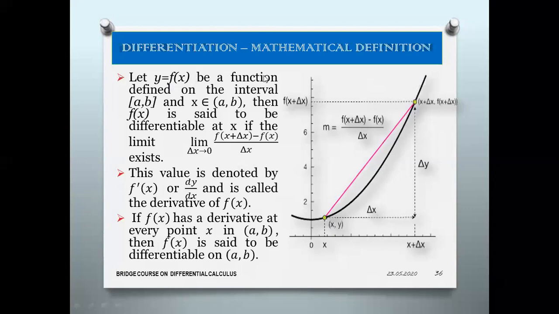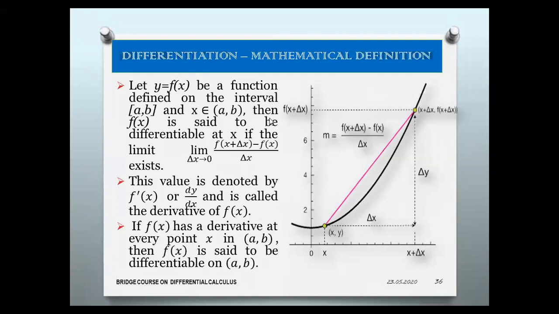Let y equal to f of x be a function defined on the interval a comma b, a closed interval, and we are assuming that x does not take the value a or b. Then f of x is said to be differentiable at the point x if the limit as delta x tends to 0 of f of x plus delta x minus f of x by delta x exists. At the point x, it is differentiable only when this limit exists. From the limit concepts we saw that the limit exists only if it is a finite quantity, and also when the limits approaching from the left-hand side and the right-hand side of the point are the same.